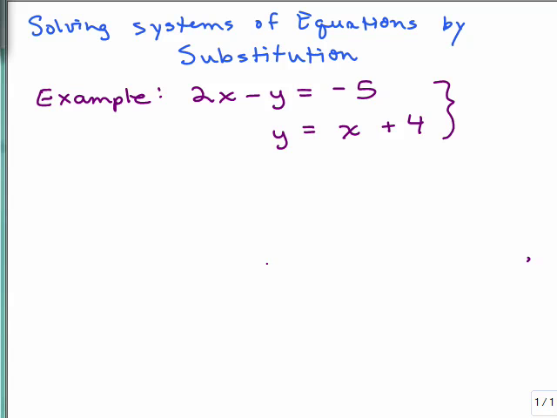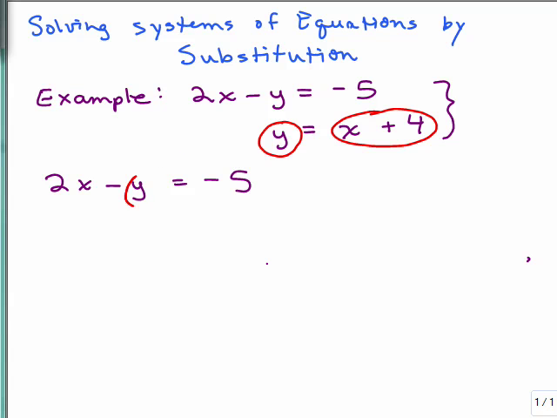So in this particular problem, notice that y equals x plus 4. I've already solved for y, in other words. So what I'm going to do is take that value, x plus 4, and plug it into the other equation. So the other equation, 2x minus y equals -5. This y you can replace with x plus 4. Alright, so let's do that. Instead of writing y, we're going to replace y with x plus 4.